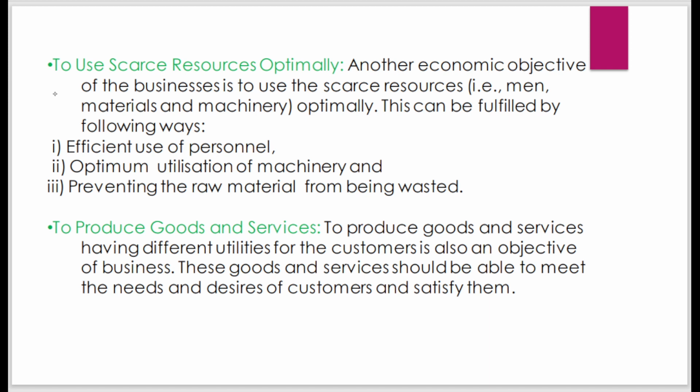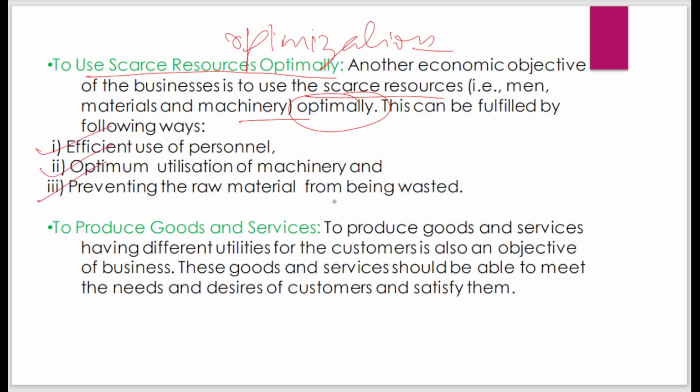Another objective under this category is to use scarce resources optimally. As we know, optimization is also key to the growth of the business. So another economic objective of the business is to use scarce resources, that is, the raw materials and machinery, optimally, right? This can be fulfilled by efficient use of personnel, optimum utilization of machinery, and preventing raw material from being wasted. Through this we can use resources optimally.